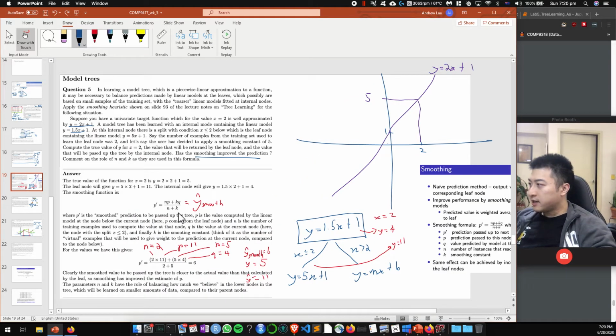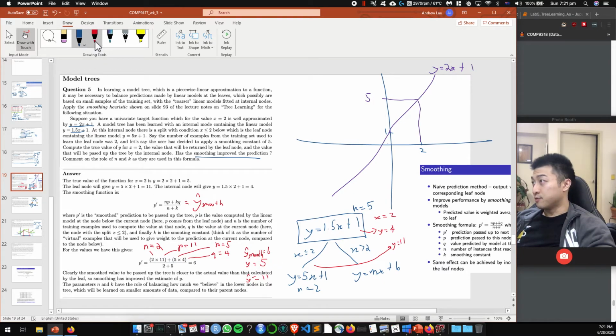So what you do is you plug it into here. Your p dash is np, and n is the number of observations down here at the split. So here n is equal to 2. You only have 2 observations down at the split. p is this guy here, the prediction at the leaf node, right? And then take kq. Q is the prediction at the root node, which is 4 here, and k was the number of observations there. Your smoothing factor was 5. You take the weighted average and you work out, okay, your smooth y hat is 6.